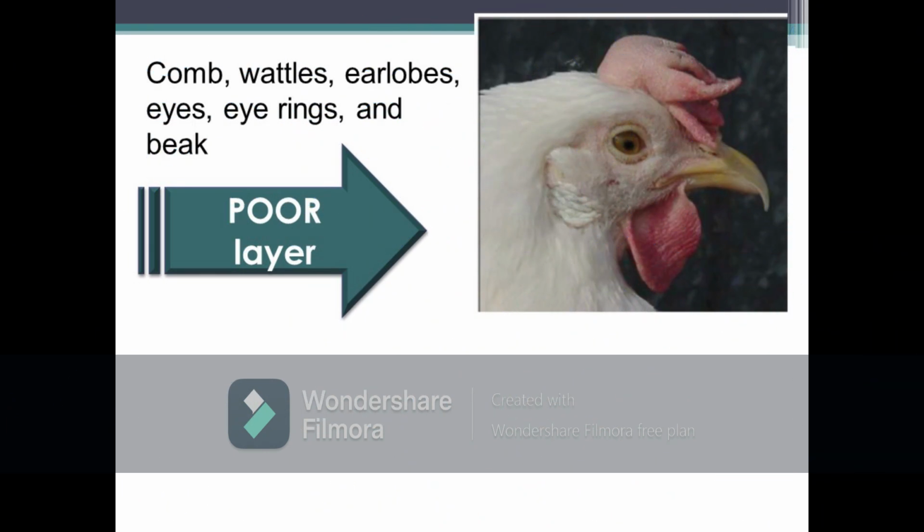Compared to a good layer, poor layer in this picture has yellow coloration of the eye ring and beak with shriveled comb and wattle. The comb of a non-laying hen is often covered with scale and is pale in color.